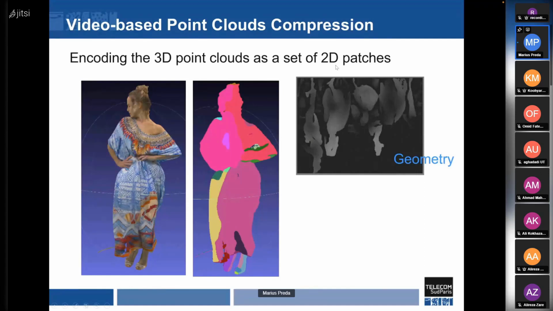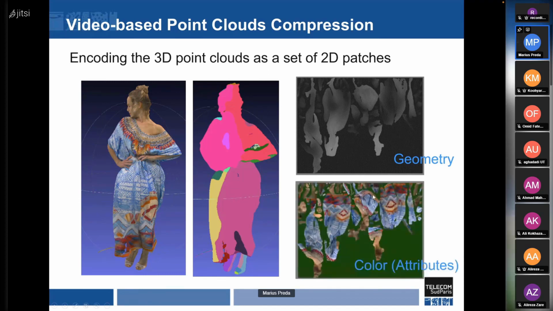What this transformation gives: here we have the 3D space that was segmented into patches, projected on different kinds of planes, and what we obtain is a geometry image giving the distance of the point with respect to the plane, plus the color that is associated to that point. So in one sense, a 3D representation was transformed into a 2D representation by, let's say, an intelligent projection.